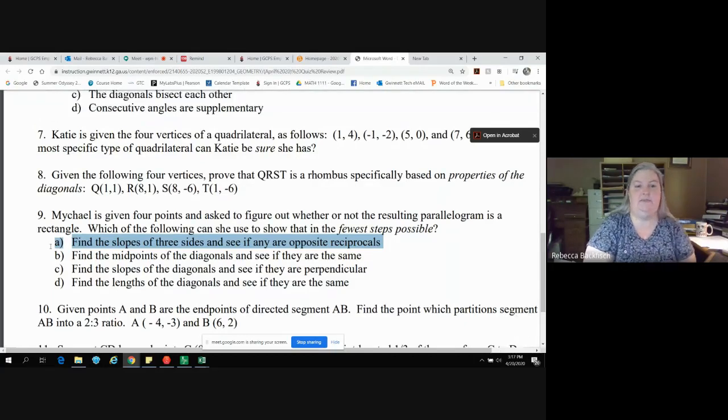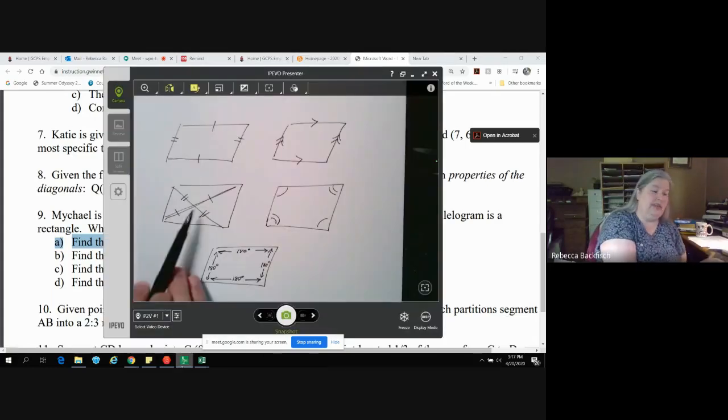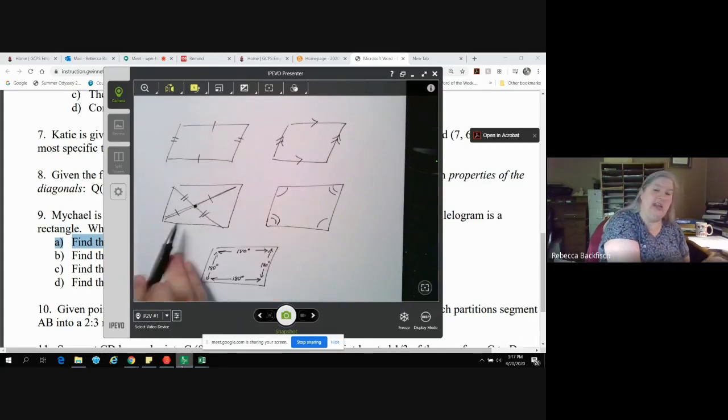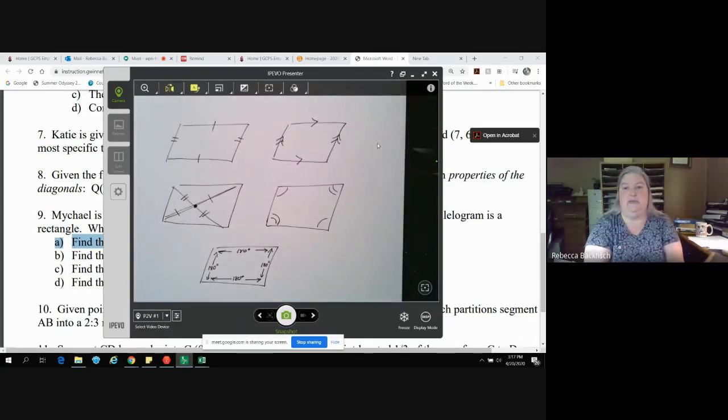B says find the midpoints of the diagonals and see if they're the same. Well, if they are, that means it's a parallelogram, which I already know. They have to be because it's a parallelogram. That's proving that diagonals bisect each other. If the midpoints are the same, it shows the diagonals bisect each other, and we already know it's a parallelogram. So B does not help me at all.